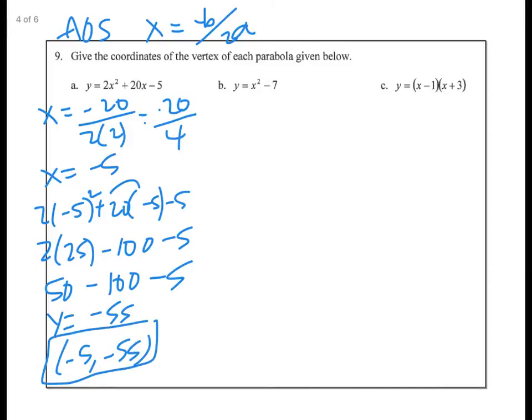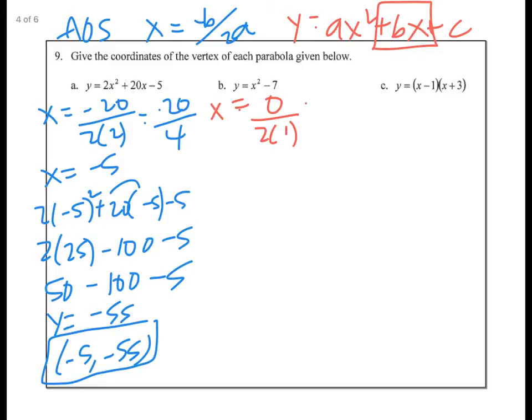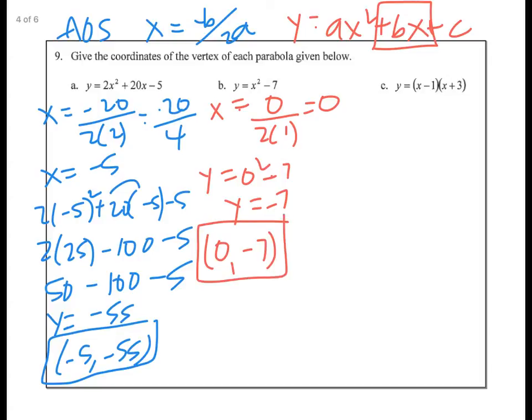That is my vertex. For B, same process in standard form, so x is equal to, okay, so here's where you have to be careful. In standard form, remember, we have y is equal to ax squared plus bx plus c. So b is the number attached to x. I don't see anything here. That means b is 0. So I have 0 divided by 2, so x is just 0. Plug that back in to get my y, I get 0 squared minus 7, y is negative 7. So my ordered pair is 0, negative 7 for my vertex.